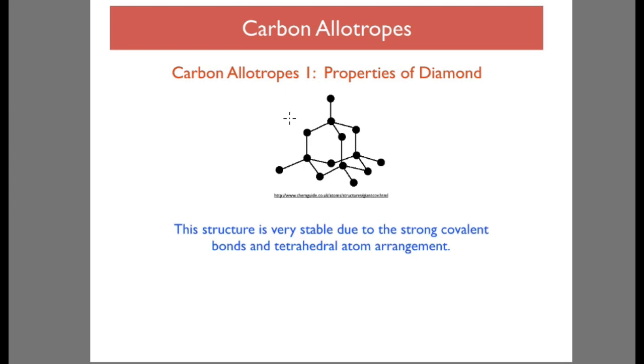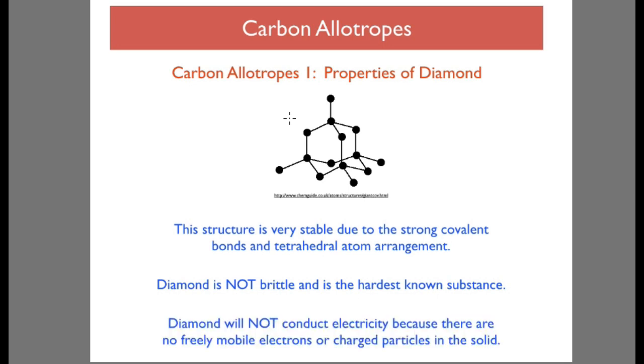The properties of diamond. The structure is very stable due to the strong covalent bonds and tetrahedral atom arrangement. Diamond is not brittle. In fact, it's the hardest known naturally occurring substance in the world. And diamond will not conduct electricity because there are no freely mobile electrons or charged particles in the solid that can move around.